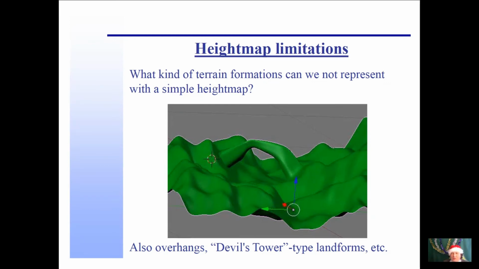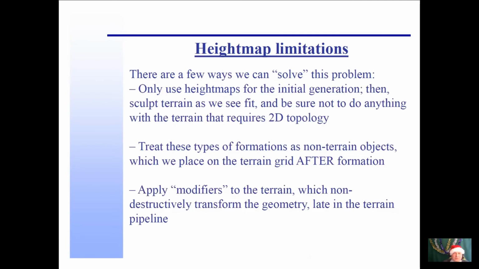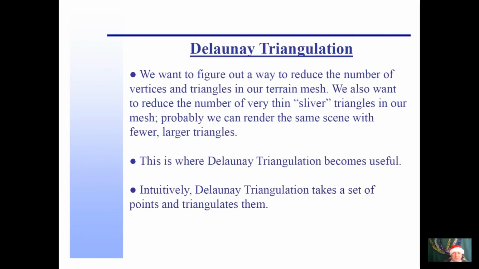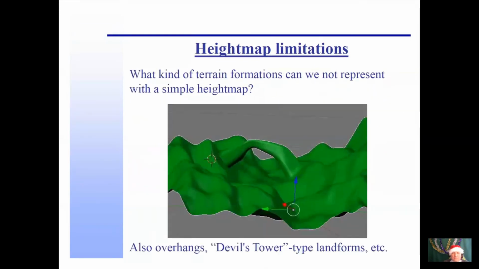How can this be solved? Several possible solutions for this. One solution is you just create the basic terrain without these special formations, and you add these special formations as additional meshes. So in this case, you have to combine 3D terrain with additional objects.